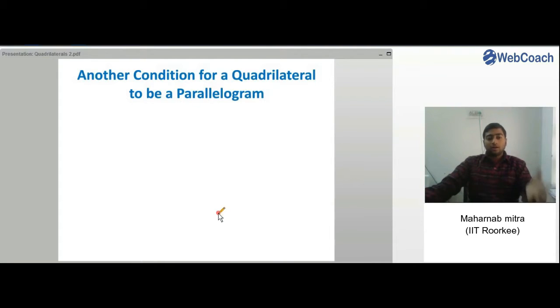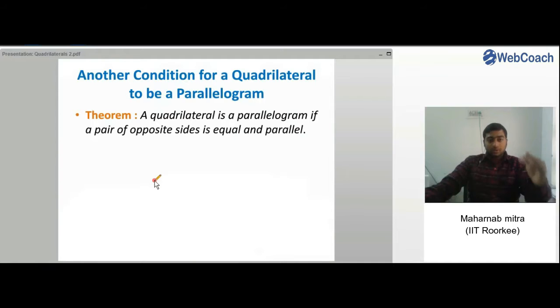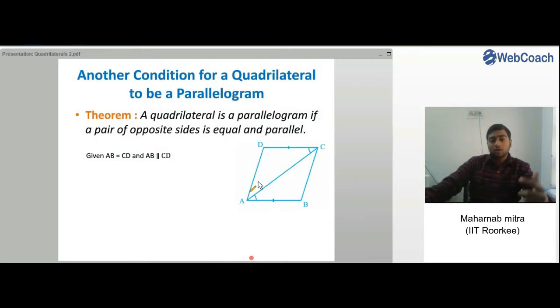So let us look at another condition for a quadrilateral to be a parallelogram. This statement has been put in the form of a theorem. A quadrilateral is a parallelogram if a pair of opposite sides is equal and parallel. So if only one pair of sides are equal and also parallel, even then we can say that the closed figure formed will be a parallelogram, right? We are considering here only one pair of parallel and equal sides, right? In the given figure, we are considering AB parallel to CD and also AB equal to CD, and we need not know any other information about AD or BC.